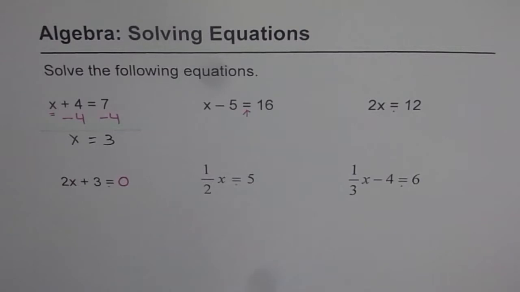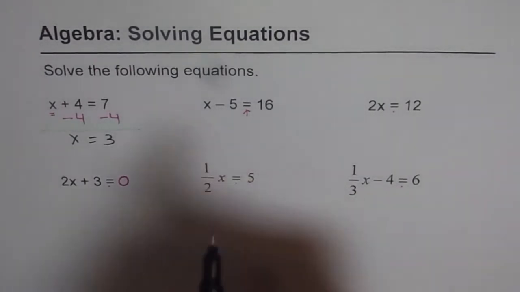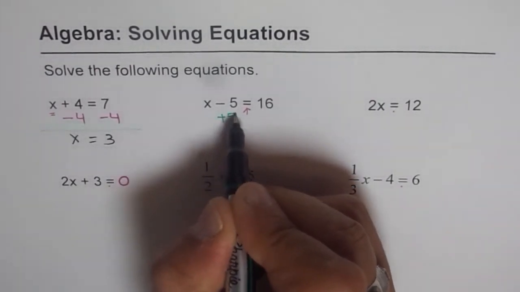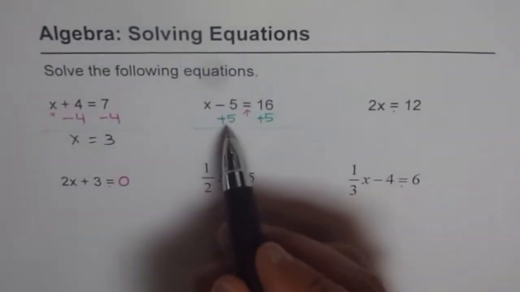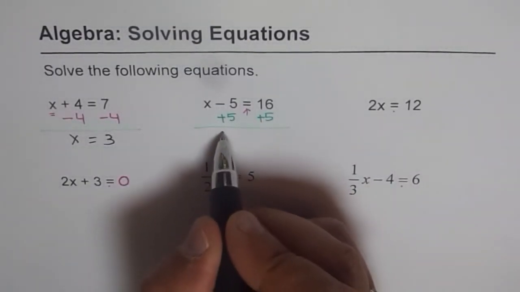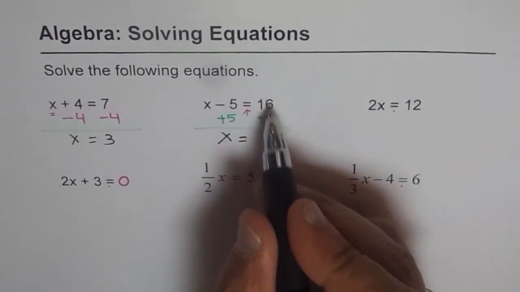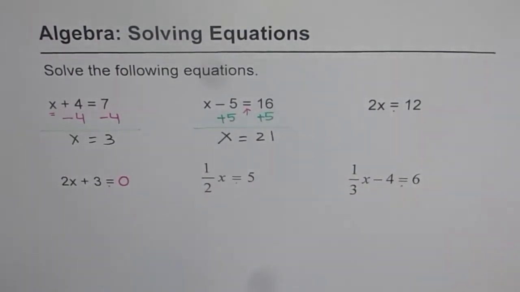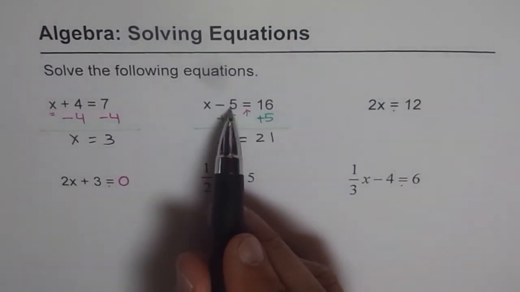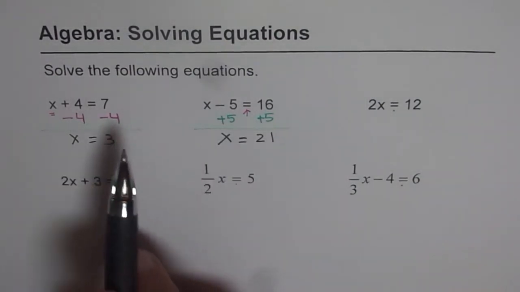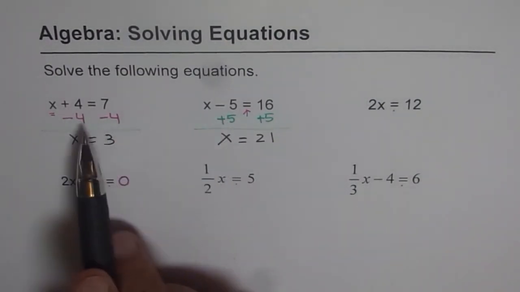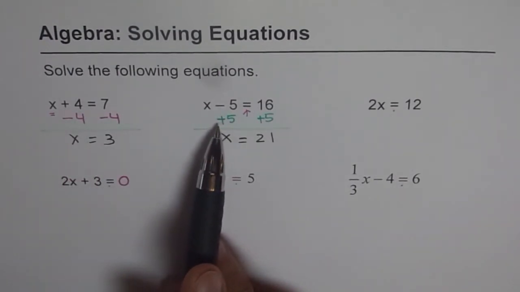And this time the equation is x minus 5 equals 16. Now minus means I should add 5 both sides, right? If I add 5 both sides, what happens? Minus 5 plus 5 is 0. So I again isolate x. I get x on the left side equals 16 plus 5, which is 21. And you can check. 21 minus 5 is 16. So left side becomes equal to right side. So this is what we do when we have addition or subtraction involved. Reverse of whatever is given to you, right?